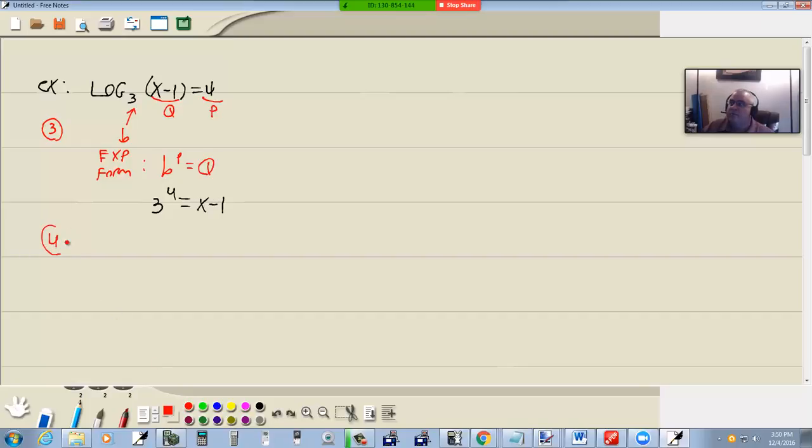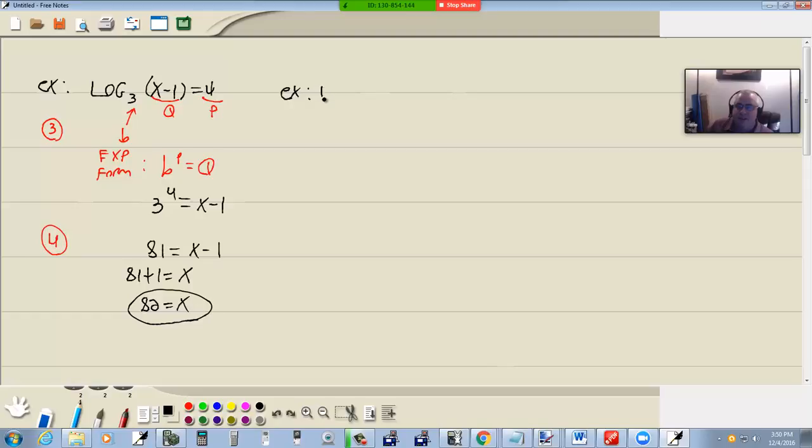And then step 4 is we want to solve for x. 3 to the 4th is 81, equals x minus 1. Take negative 1 over, we get 81 plus 1 is equal to x, or x equal to 82. Maybe. Like I said, we do need to check to make sure that does not cause us to have log of 0 or log of a negative number. If I put 82 back up here, 82 minus 1 is 81. That's not 0, it's not negative. So that'd be our answer.